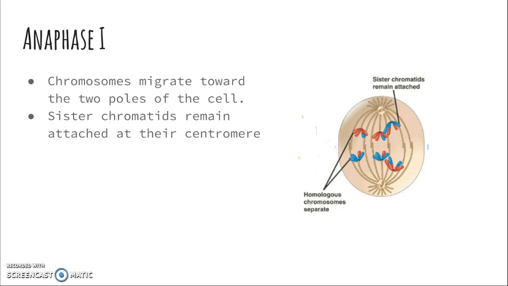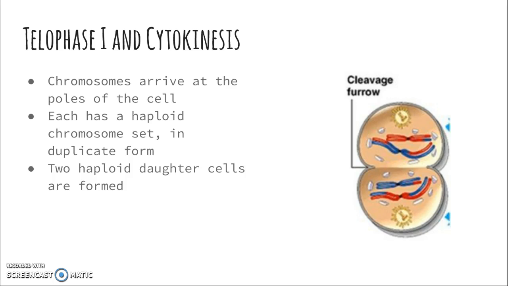So we're going to leave them intact, and we're going to use this to help us form our haploid cell. So in telophase 1, chromosomes arrive at the poles. Each has a haploid chromosome set in duplicate form. So we still have the duplicates.